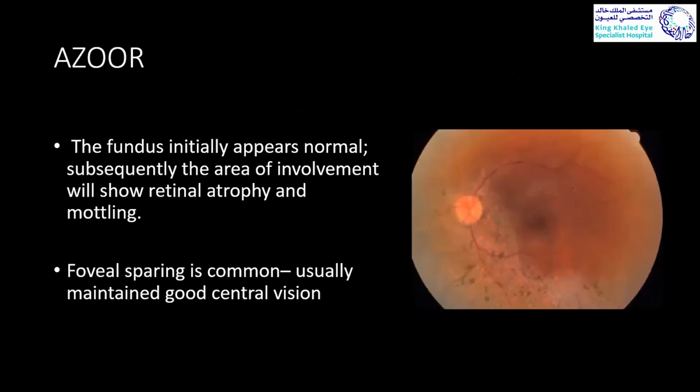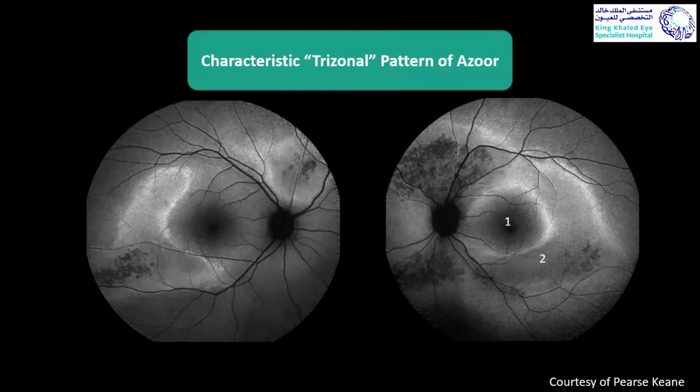These lesions usually tend to be connected to the optic nerve, and usually it affects a sector of the retina, and sometimes you will find a demarcation line. Unlike MEWDS, these lesions usually leave a lot of RPE mottling, as we can see in the picture on the right side, and tend to have a very aggressive behavior, unlike MEWDS.